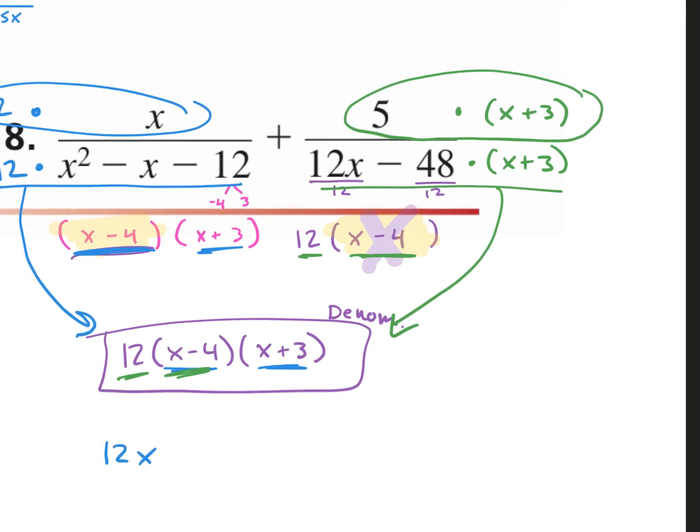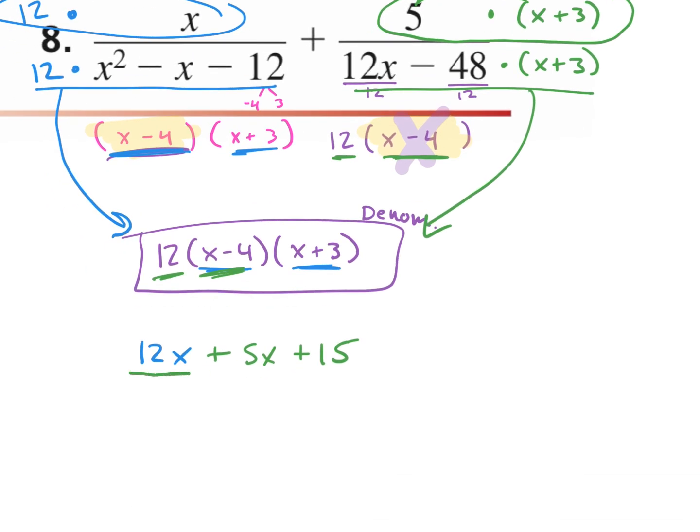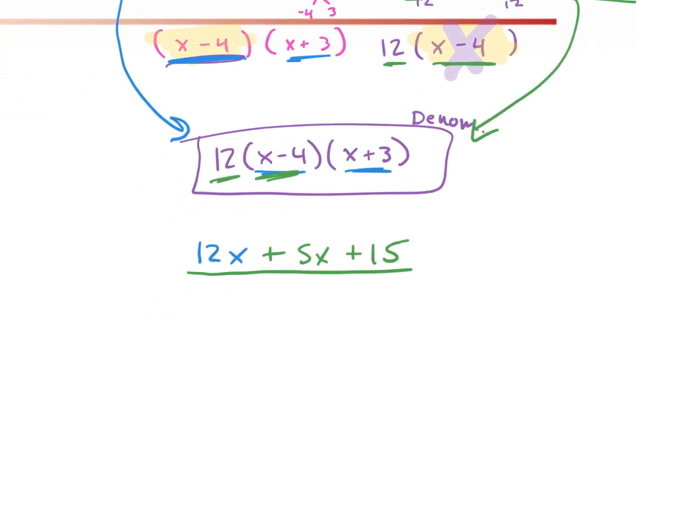What do we have to do to multiply 5 times x plus 3? Distribute the 5. So what do we get? So plus 5x plus 15. So this is our numerator. Can we simplify this or put it into standard form? Yep, we can combine our like terms. We have 17x plus 15.